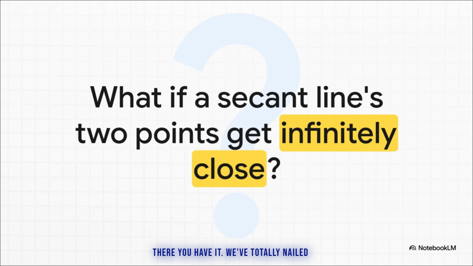So there you have it. We've totally nailed the average rate of change between 2 different points. But I want to leave you with a question, a big one that basically unlocks the door to all of calculus. What do you think happens to our secant line, this measure of average change, when those 2 points we picked start sliding closer and closer and closer together until they're basically sitting right on top of each other? What does that line become, and what does it measure then? Something to think about.